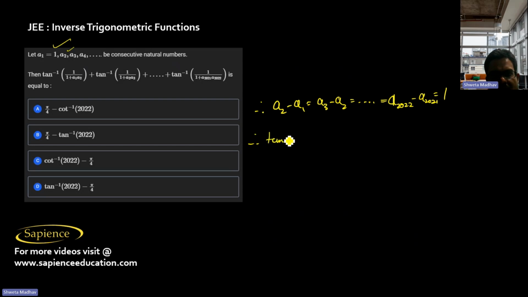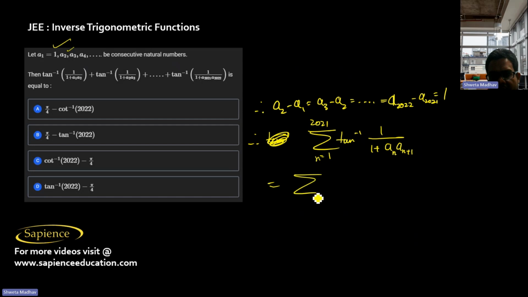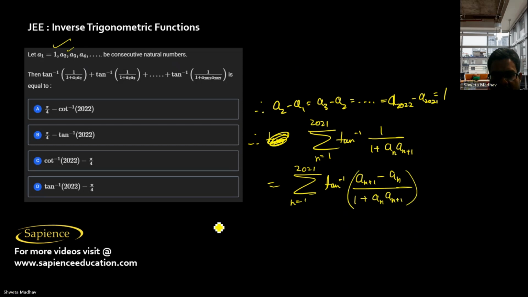So therefore, this we can write as summation of tan inverse of 1 by 1 plus An into An plus 1, where n will go from 1 to 2021. So this we can write summation n goes from 1 to 2021, tan inverse of this will be An plus 1 minus An by 1 plus An into An plus 1. So this will be summation n goes from 1 to 2021, tan inverse of An plus 1 minus tan inverse of An.